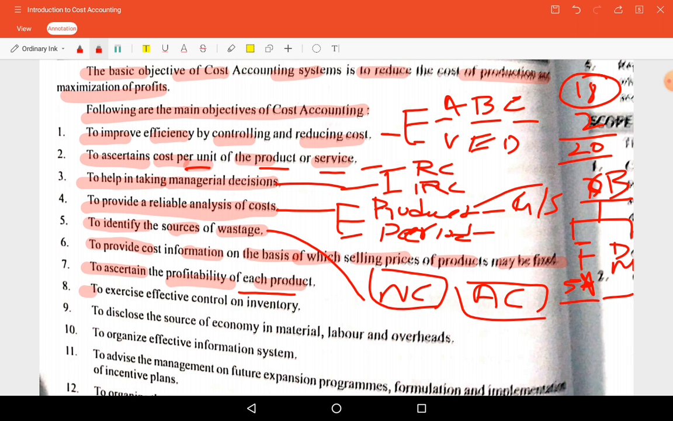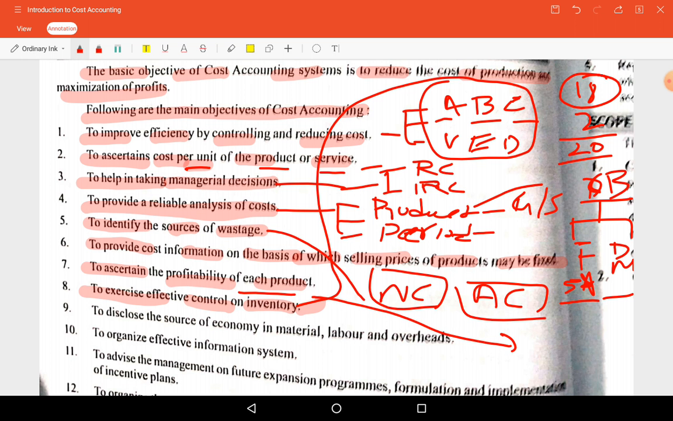To exercise effective control on the inventory, they will follow ABC analysis. For controlling inventory, they maintain stores ledgers, bin cards, material requisition notes, as well as goods received notes.